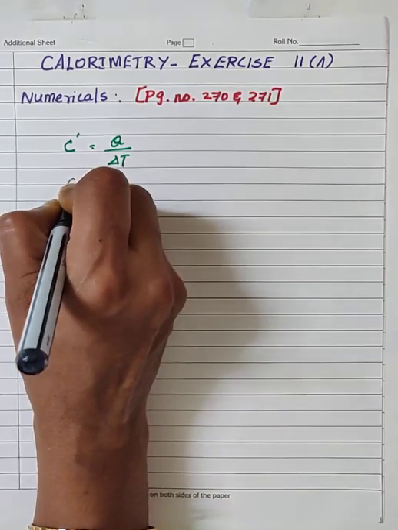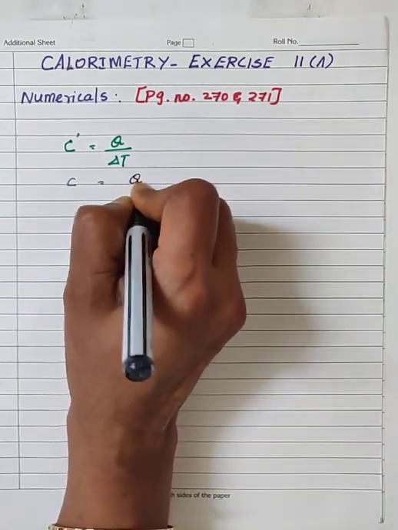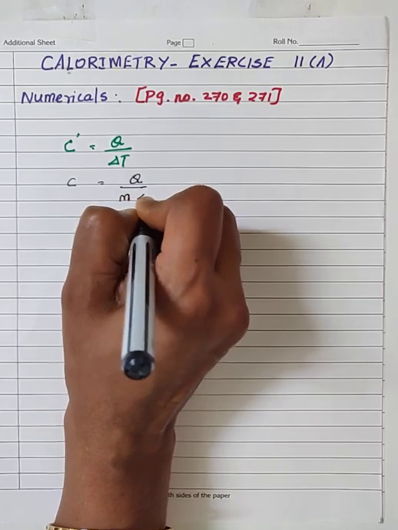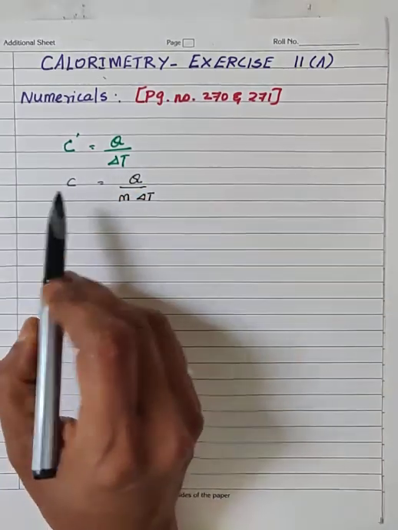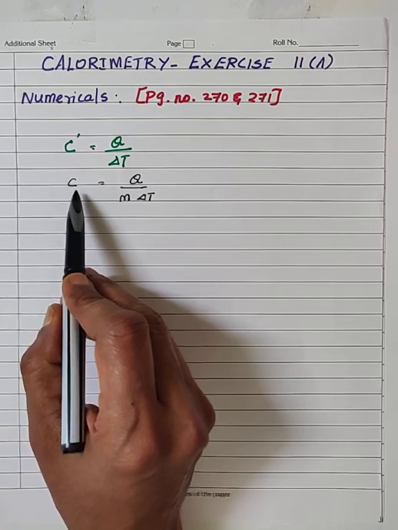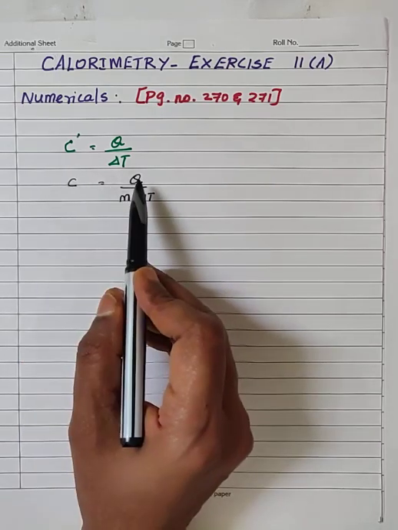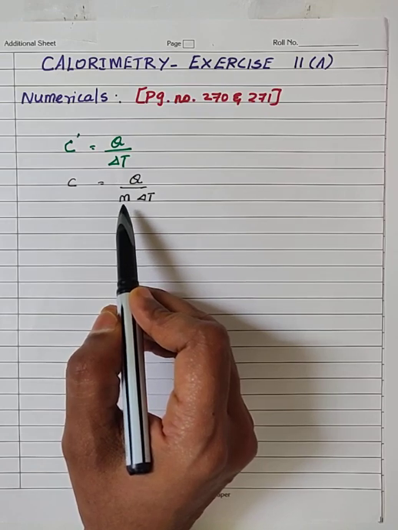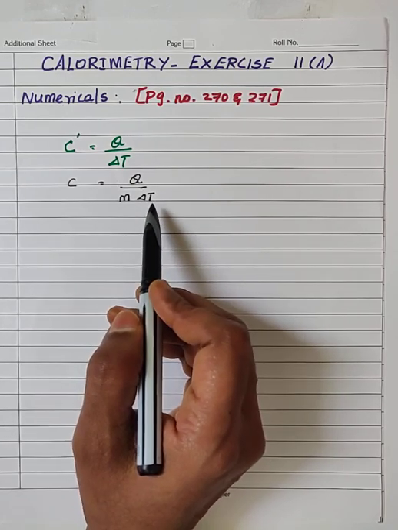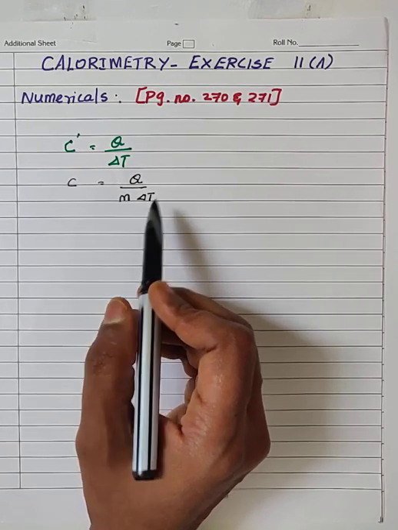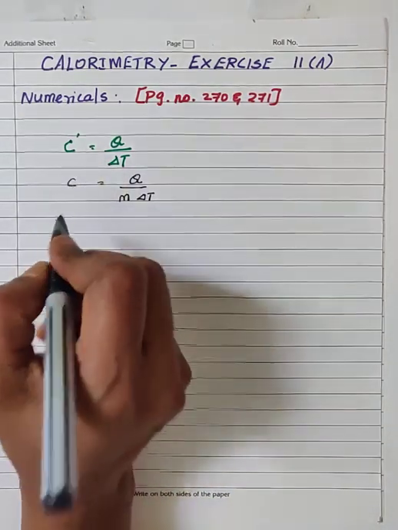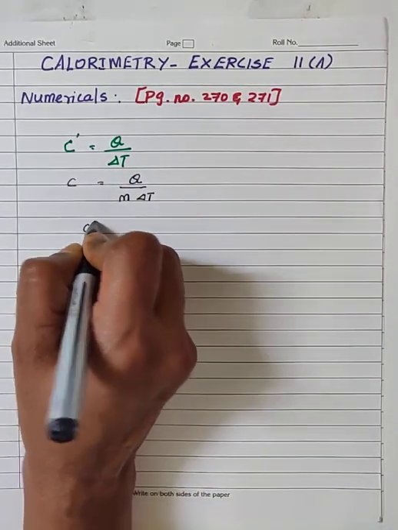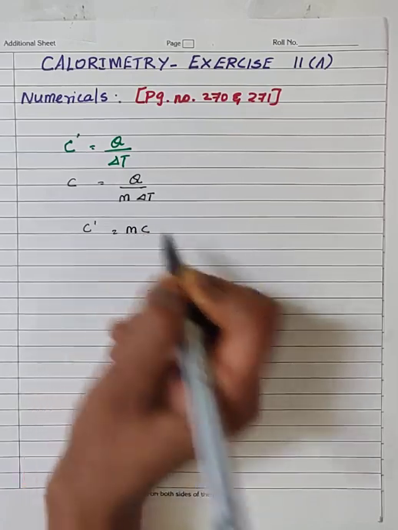Then specific heat capacity C is equal to Q by M delta T. In this expression, C represents specific heat capacity of the substance, Q represents quantity of heat energy, M represents the mass of the substance, delta T represents change in temperature. And the relation connecting C dash and C is C dash is equal to M into C.